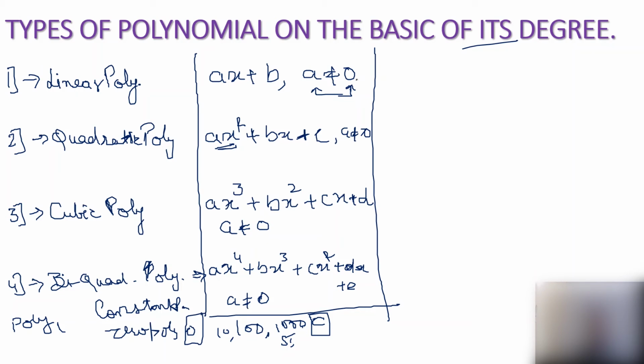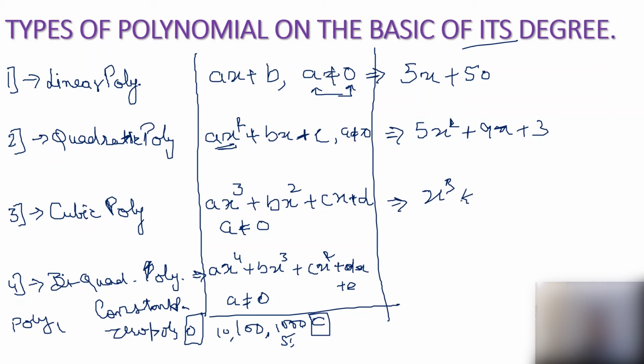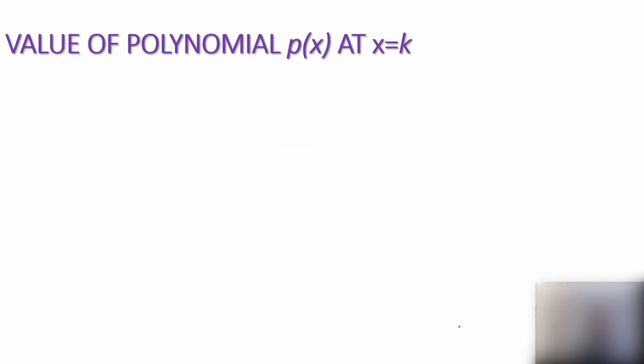Now let's have a few examples of these. Linear polynomial, like 5x, or we can write 5x plus 50. Quadratic polynomial, 5x square plus 9x plus 3. Cubic polynomial, that is x cube plus x. And biquadratic polynomial, x raised to the power 4 plus 5x cube plus 3. These are the examples. Constant polynomials, we have done examples which are constants only, and the zero polynomial is 0 itself.